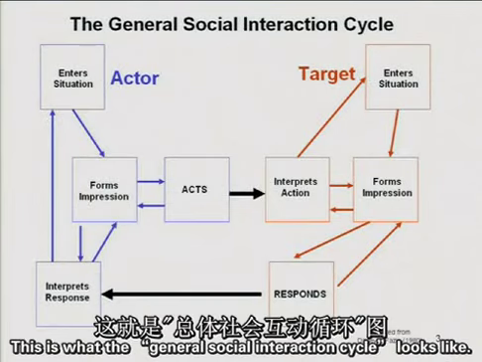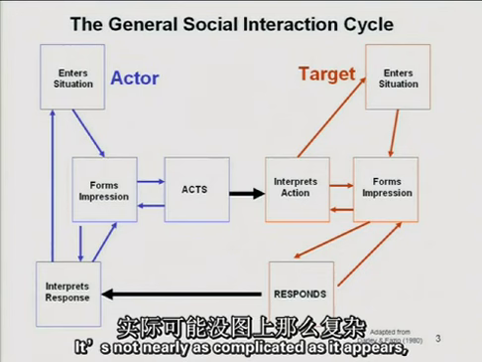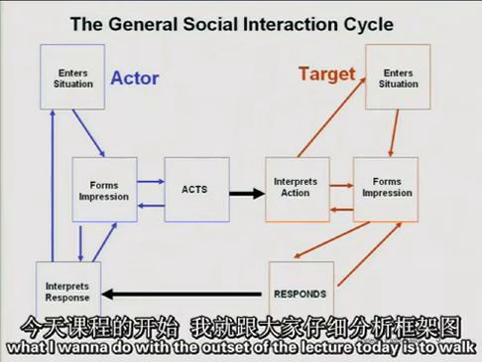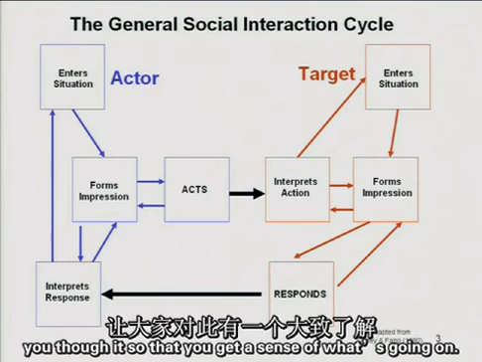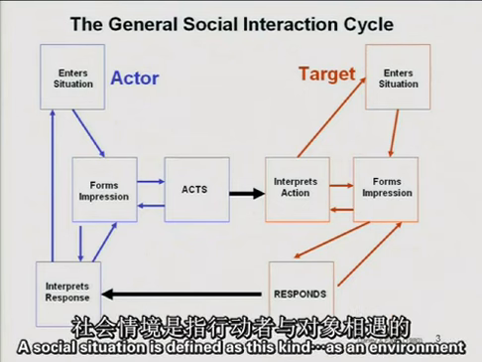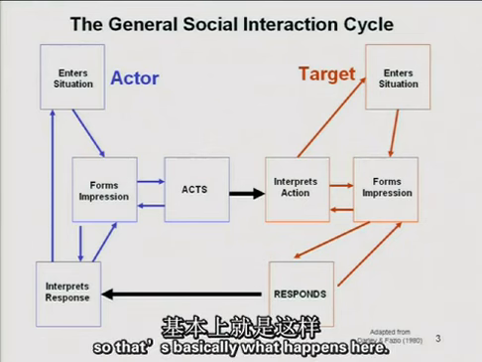This is what the general social interaction cycle looks like. It's not nearly as complicated as it appears, but this is a framework that's supposed to have all the various elements in it. And what I want to do at the outset of this lecture today is to walk you through it so that you get a sense of what's going on. Actors and targets encounter each other in a social situation. A social situation is defined as an environment in which actors and targets encounter each other. So that's basically what happens here.